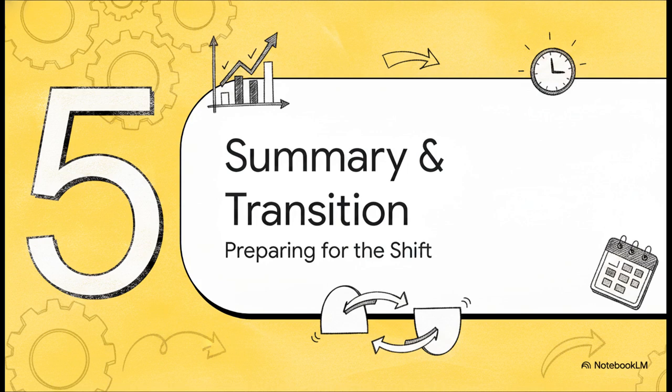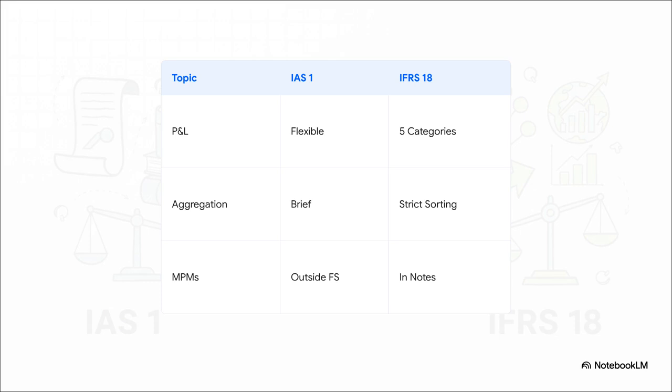Let's wrap things up with Section 5, Summary and Transition Rules. Here is the ultimate screenshot-worthy summary table mapping out this massive shift. For the P&L, we're moving from flexible subtotals straight into 5 mandatory categories, enforcing a very strict structure. For aggregation, we transition from brief, loose guidance to dedicated principles requiring characteristic-based sorting. And for performance measures, we are pulling non-GAAP metrics from outside the financials straight into the notes, mandating audited reconciliations.